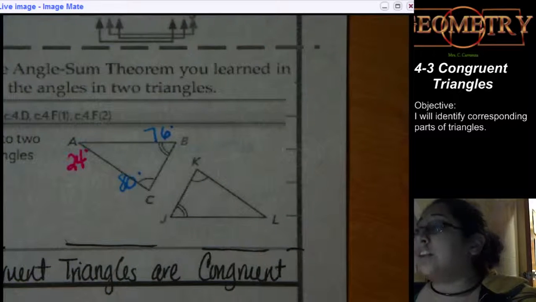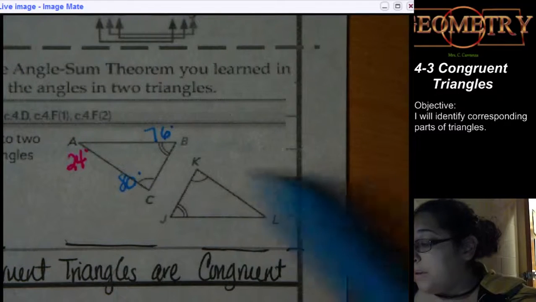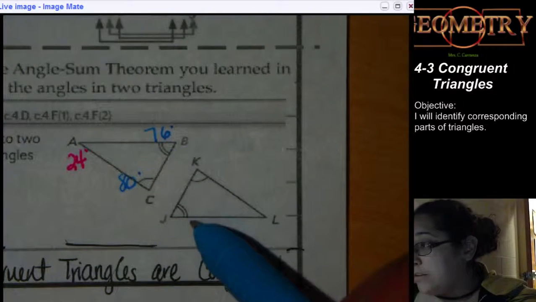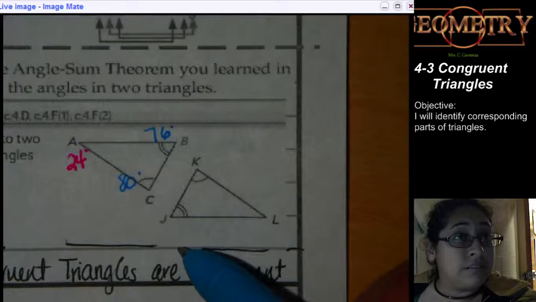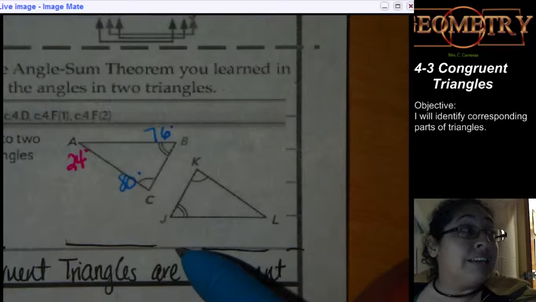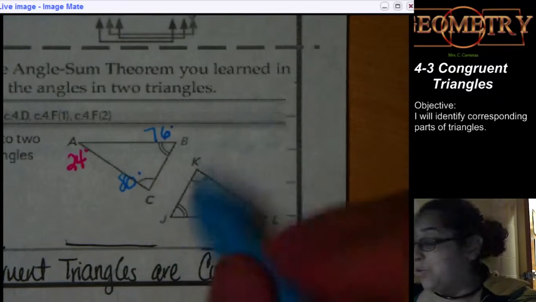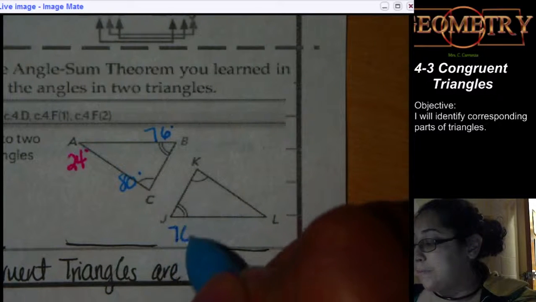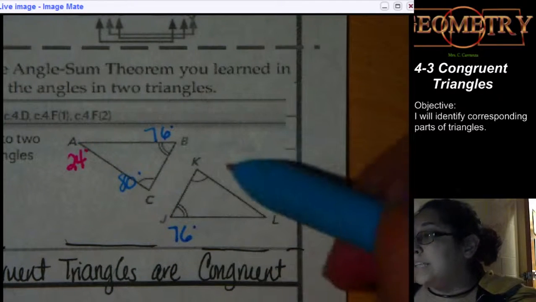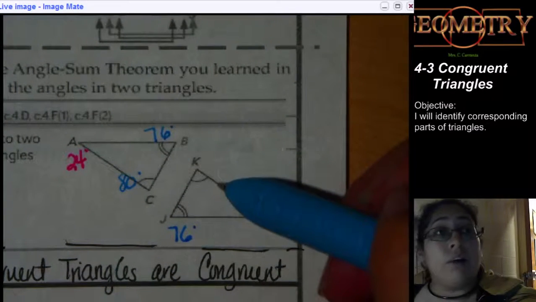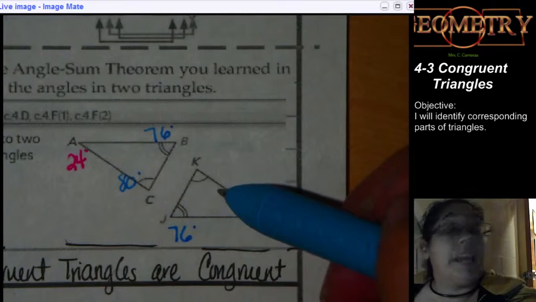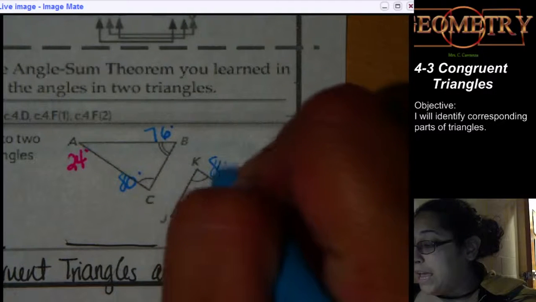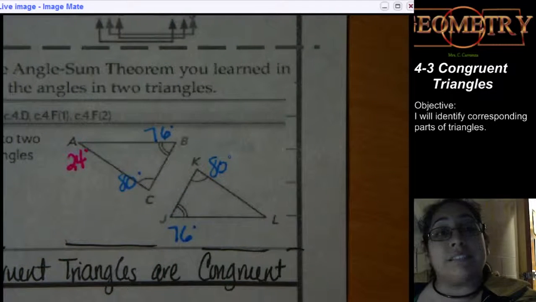All right, let's look at our second triangle. B is congruent to J. So J's measure is 76, because congruent means same size. C is congruent to K. What is K's measure? 80, because K has the same measure as angle C.